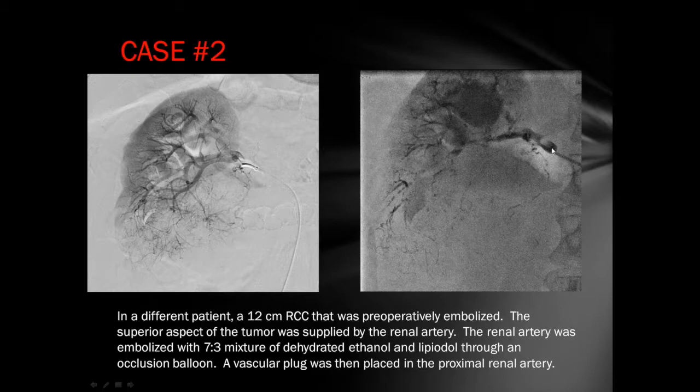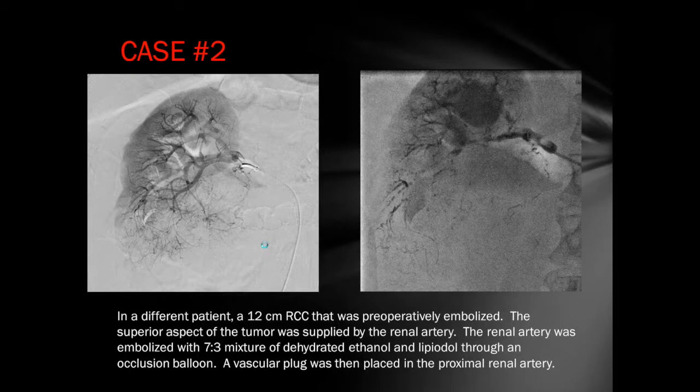The image on your right, you see an occlusion balloon in the main renal artery. The same mixture of dehydrated alcohol and lipiodol are injected into the vessel. You see some real dense staining of the normal upper pole of the kidney and staining of the neovascularity in the superolateral portion of the tumor supplied by the main renal artery branch. Vascular plug was placed in the proximal renal artery. And then we had to go and look and see what's supplying the inferomedial portion of the tumor.